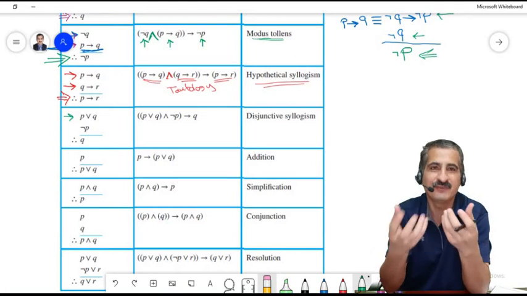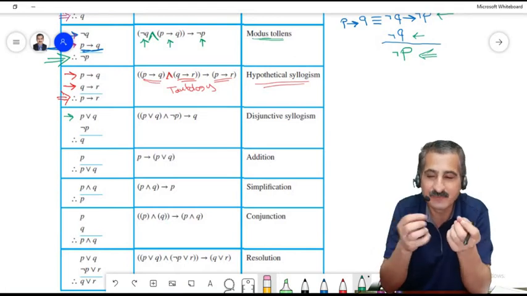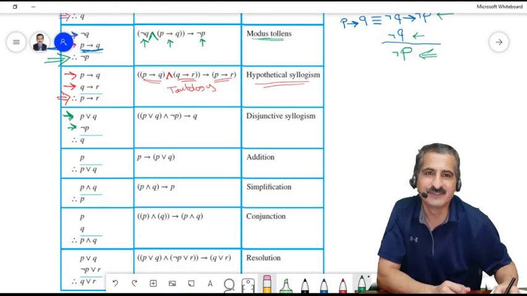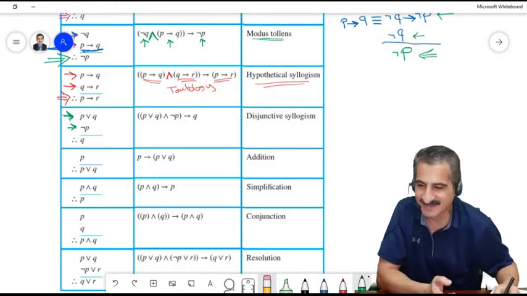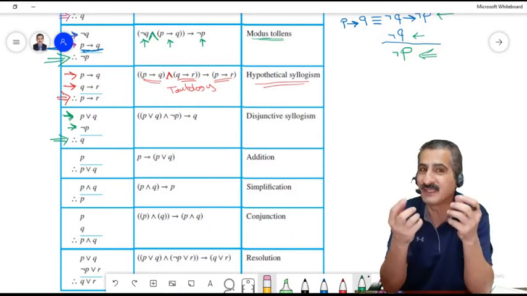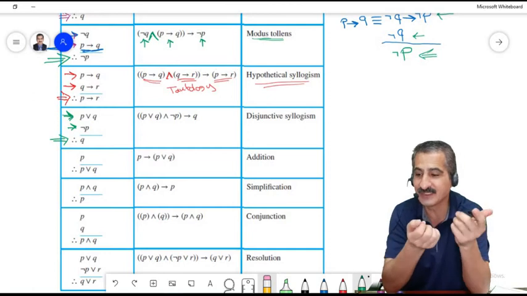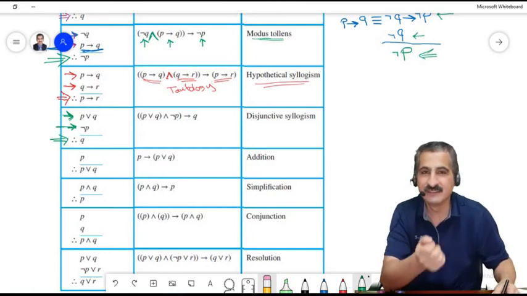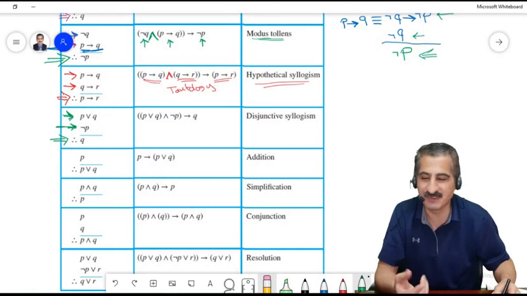So one of them must be there. This says P or Q, and this says P is not happening. So Q must happen. This is the conclusion. Again, P or Q means if one of them is not happening, then the other is happening. Okay? Now, the second premise here says not P, so P is not happening. So we have to have Q happening.